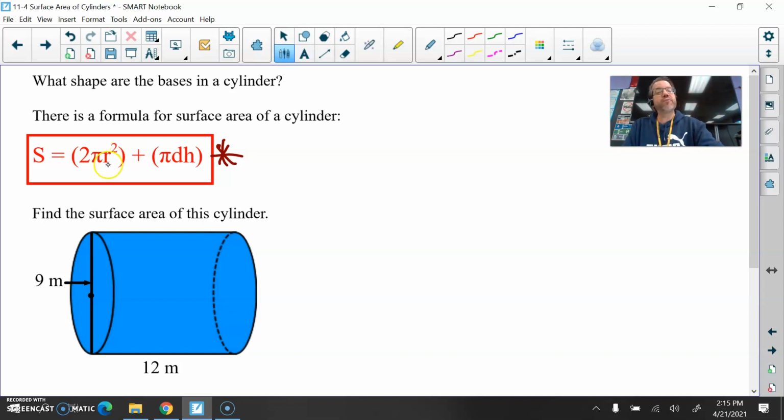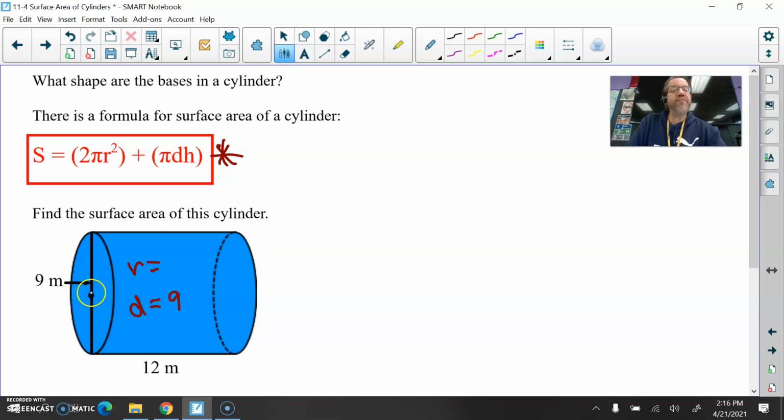Notice the formula requires us to find the radius and the diameter. So I'm going to start by just writing r equals and d equals. Let's get those measurements. Here I see 9 meters. Is this the radius or is it the diameter? Well, if you look at the picture, this segment goes all the way across this circle. So that must be the diameter. So the diameter is 9 meters.